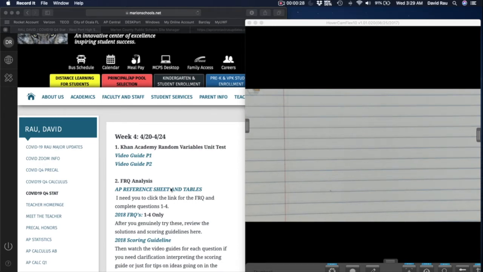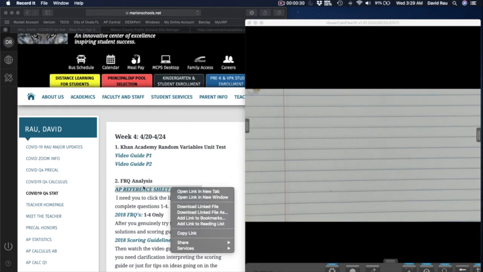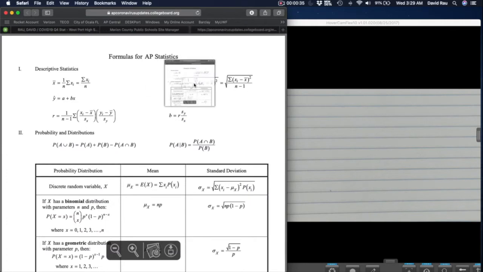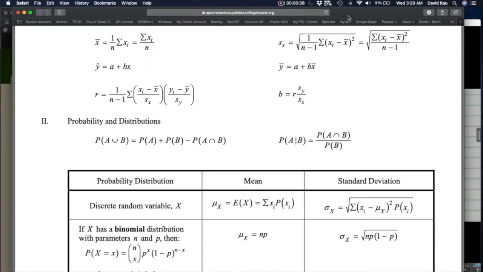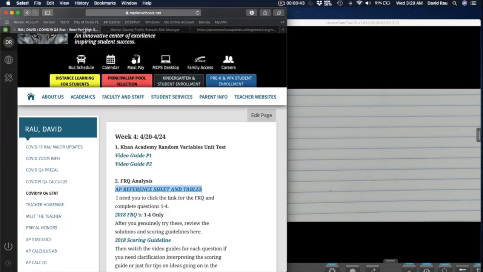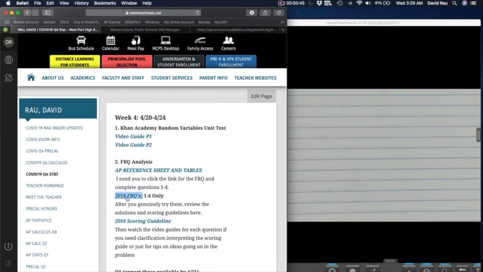So let's say you first need your Z-table or T-table. I've linked to that right here. I'm going to open that in a new tab, and I'm just going to have this hovering around on my secondary screen on the bottom. You might want to print this out if you can. There we go. Up next, let's have our FRQs pulled up.